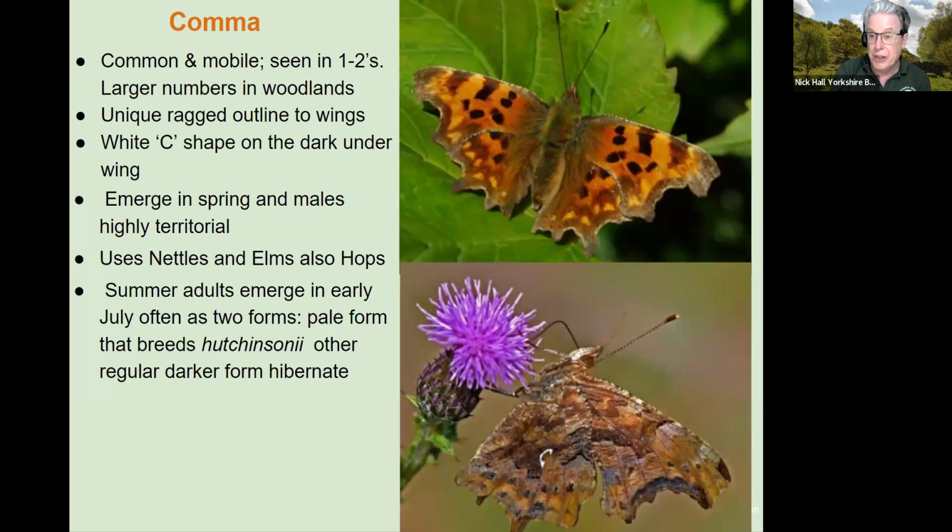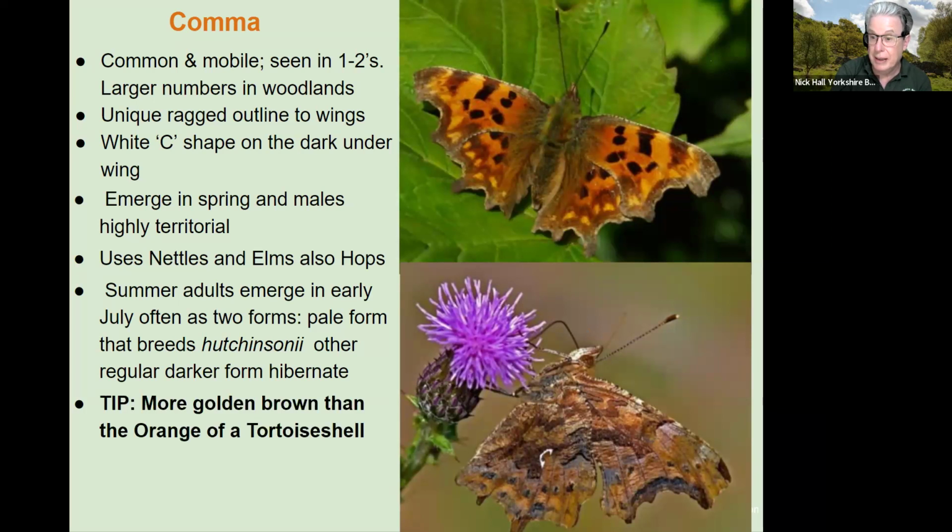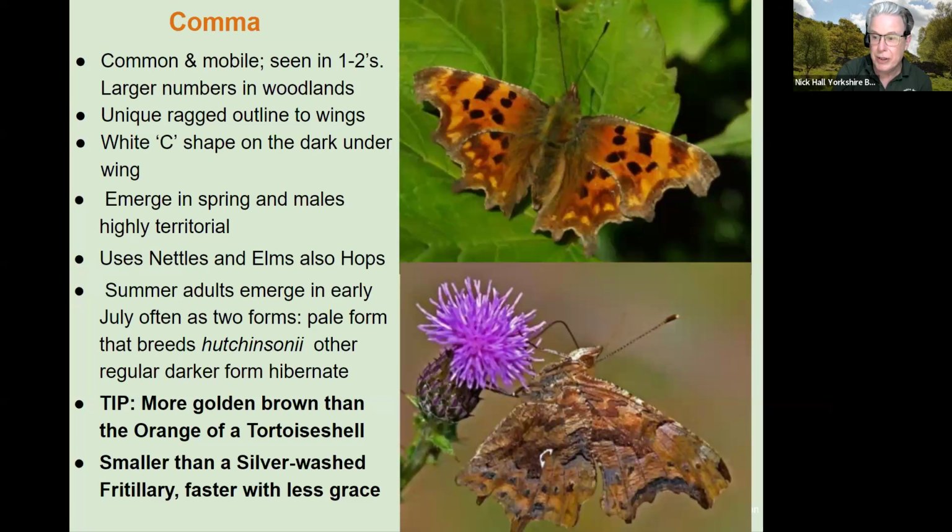The summer adults emerge in early June, but they have 2 forms, which is interesting. They have a pale form that breeds, and they also have a regular form, like the one on the picture there, which goes on and hibernates, but doesn't breed. So it tends to be more golden brown than the orange of a tortoiseshell. So in flight, that's the way to tell them apart. It's not orange, it's just a more browny orange.